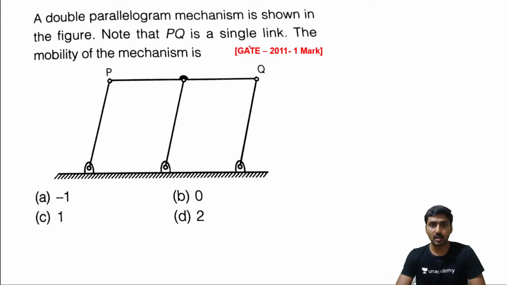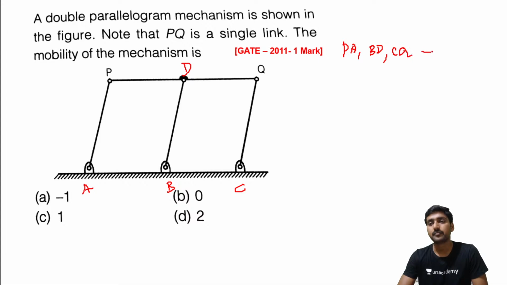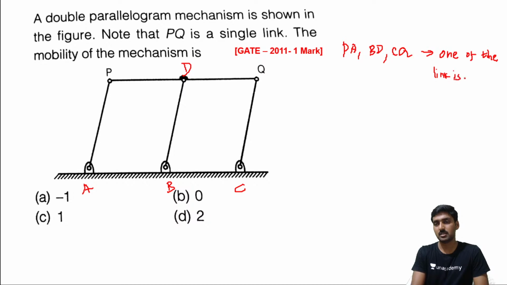Now, a double parallelogram mechanism as shown in the figure. Note that PQ is a single link. Find the mobility of the mechanism. How many joints are there? PQ is a single link, so here any one of the links is redundant. Mention A, B, C, I am going to give D. One of the links PA, BD or CQ is redundant.